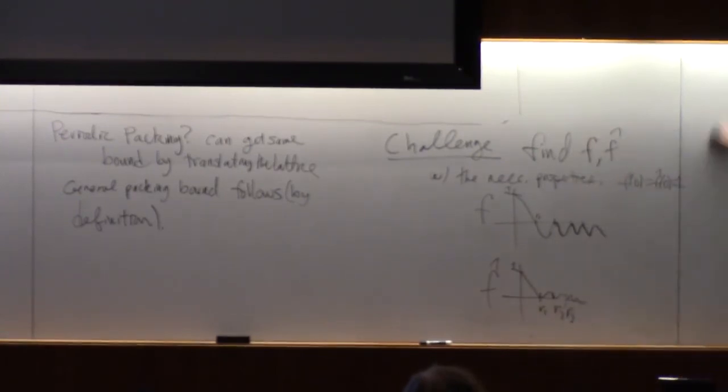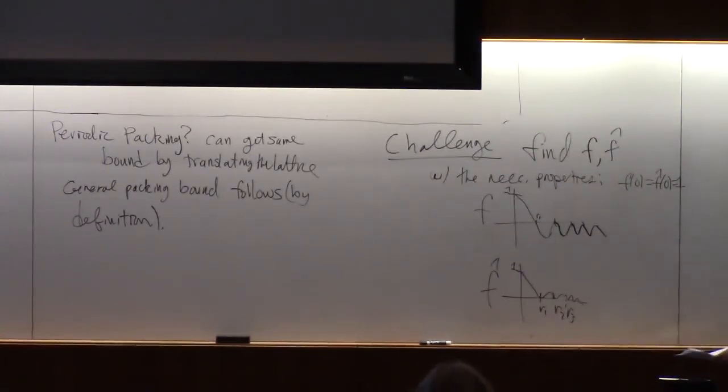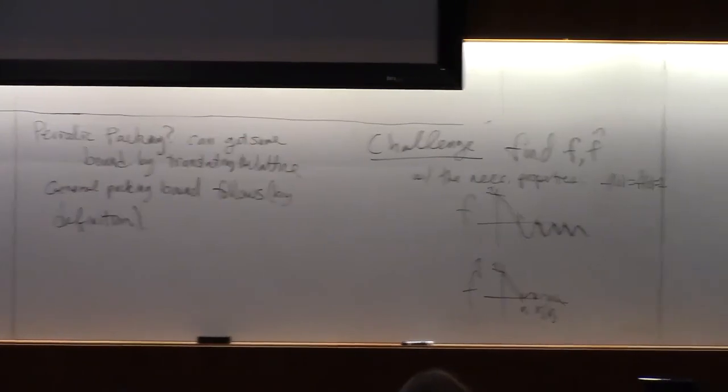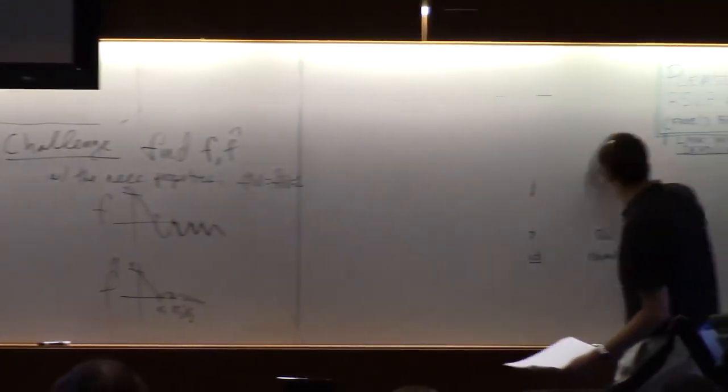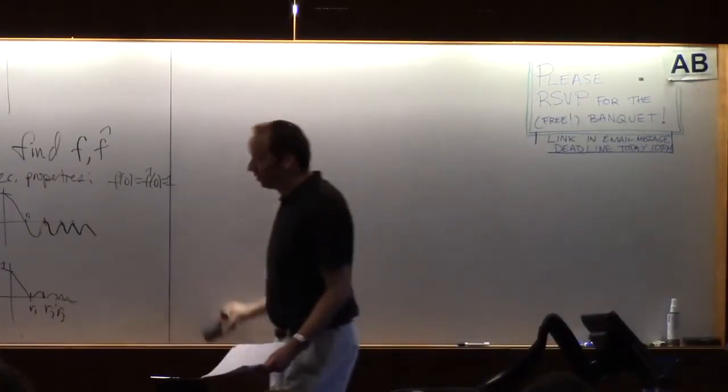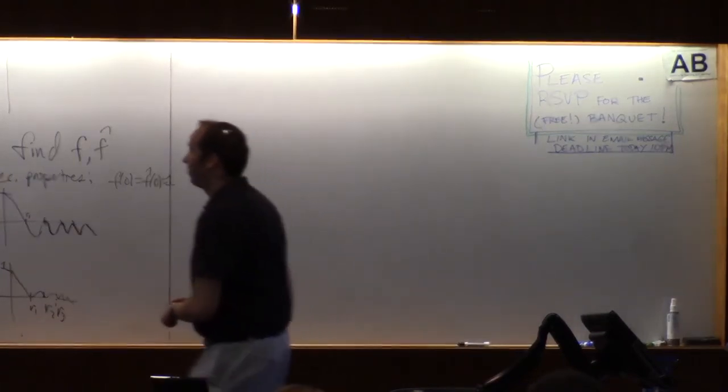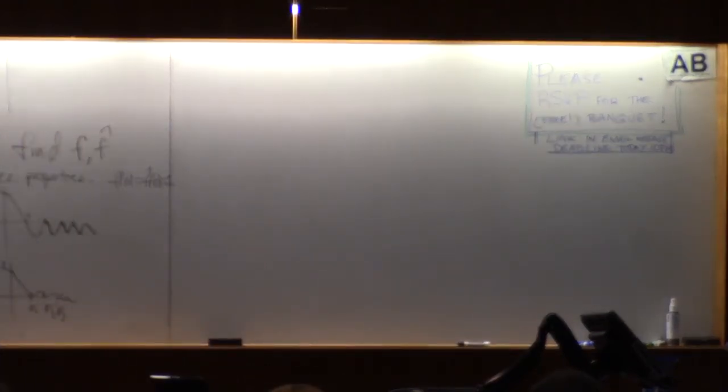So how do you construct functions like this? Well, I mean, it's very difficult generally to control a function and its Fourier transform. I promised you I'd show you how to do this for the integers. So here's the example for the integers.